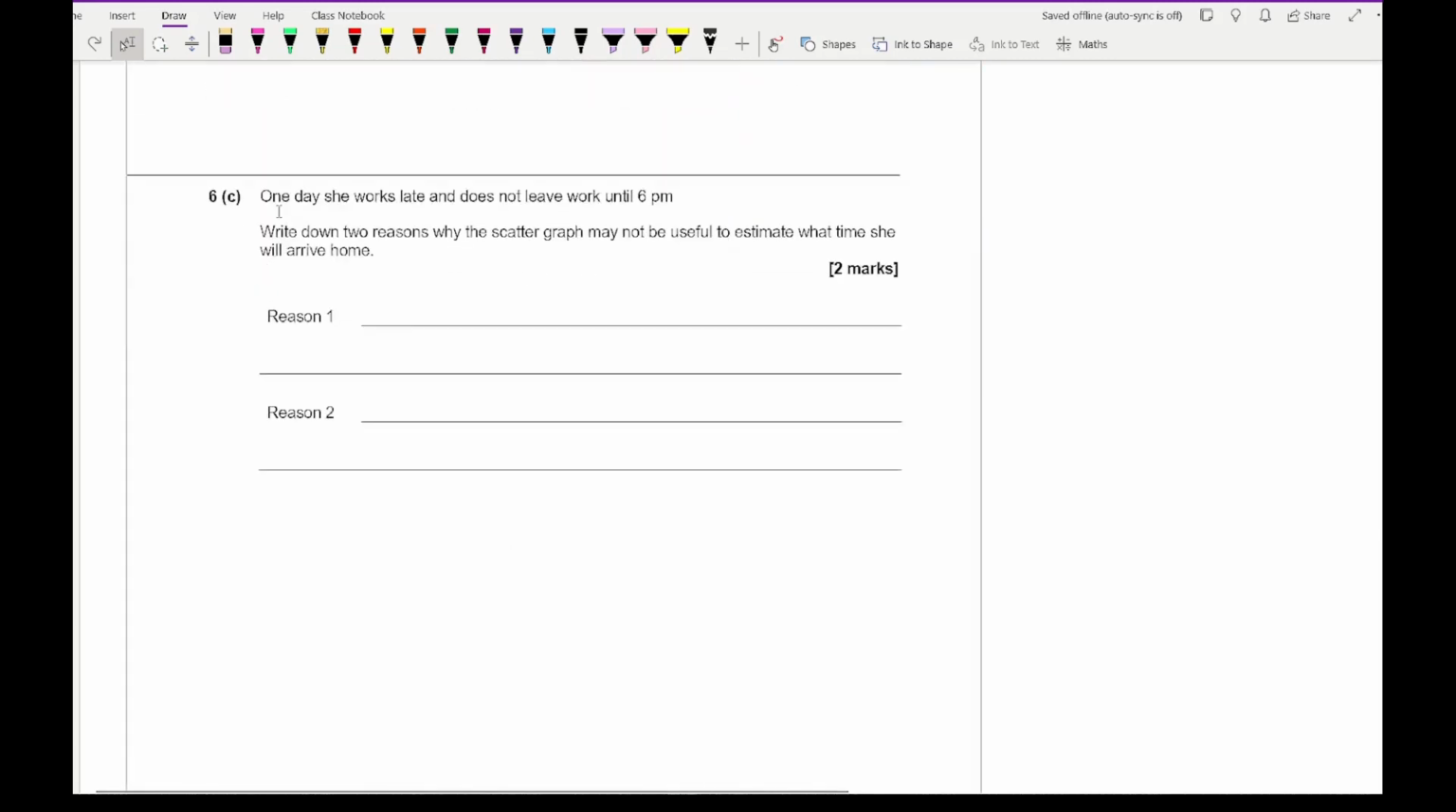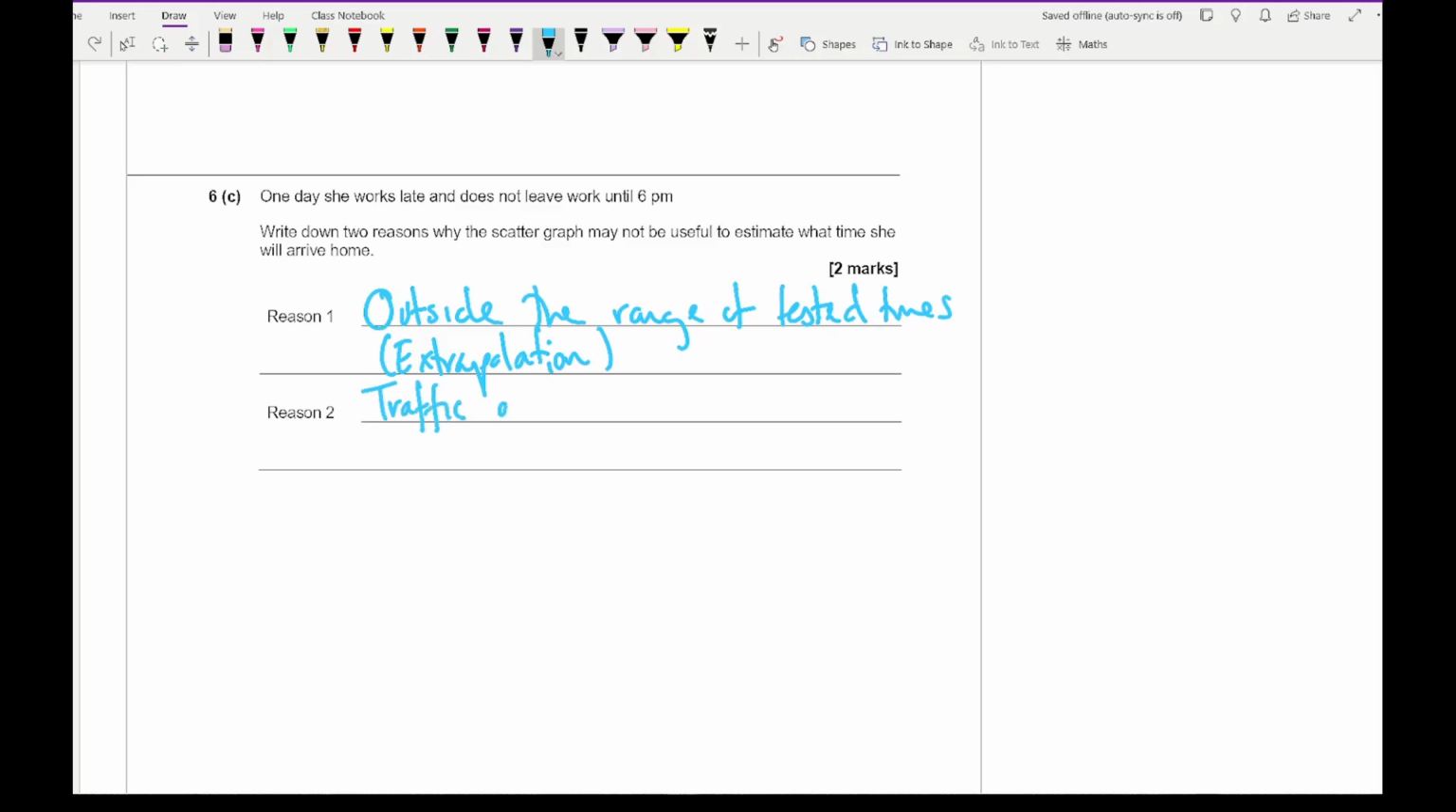And then part C says one day she works late and does not leave work until 6 p.m. Write down 2 reasons why the scatter diagram may not be useful to estimate what time she will arrive home. Now in terms of this, something along the lines of the fact that this is outside the range of tested times. And again, if you have been taught it, you could say it's extrapolation. And another thing is that at that time the traffic or road or driving conditions may be different. And so something along those lines in terms of the comment.